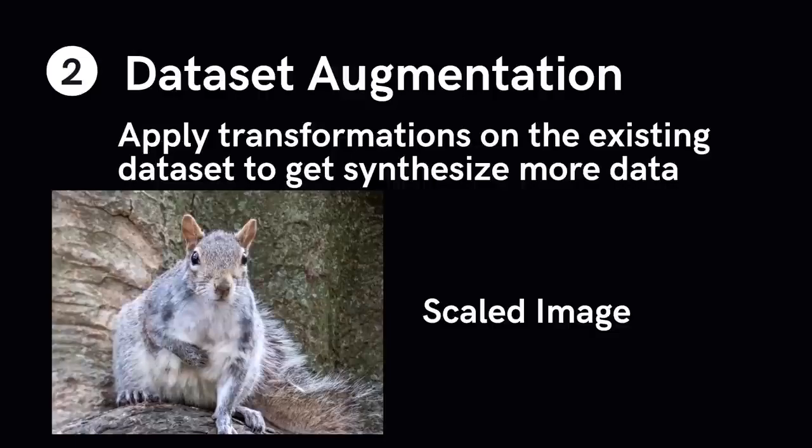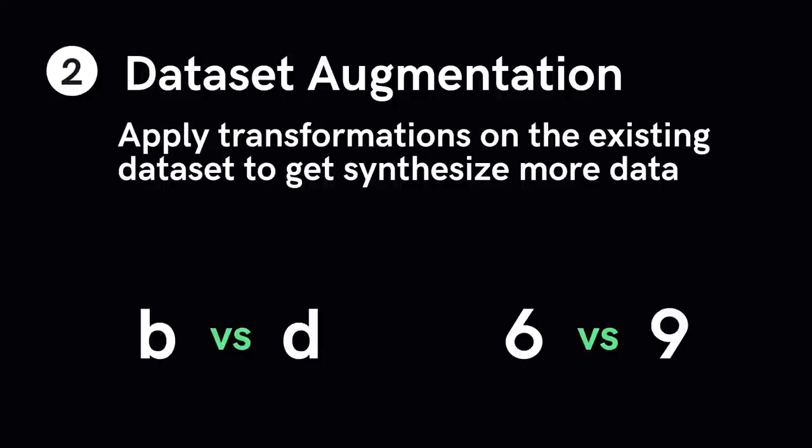You must be careful not to apply transformations that would change the correct class. For example, in optical character recognition, tasks that require recognizing the difference between a B and a D and the difference between a 6 and a 9, horizontal flips and 180-degree rotations are not appropriate ways of augmenting datasets for these tasks.